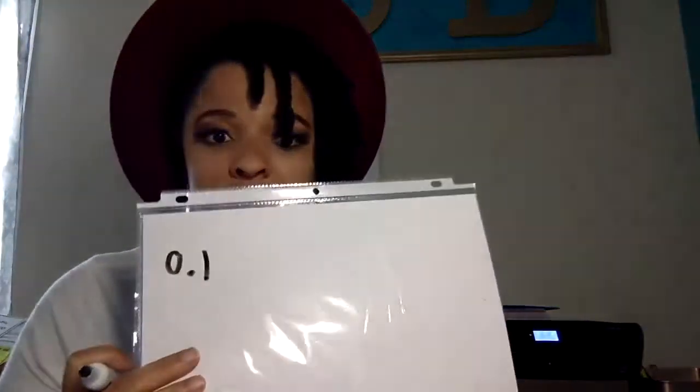Now, how would I write that? I'm going to get my handy dandy dry erase marker and my whiteboard. It's a little shiny. How would I write that? Well, we know that one whole will just be written 1. But we're talking about this one part of our whole. That would be written 0 because we don't have a whole yet. And 1/10, okay?